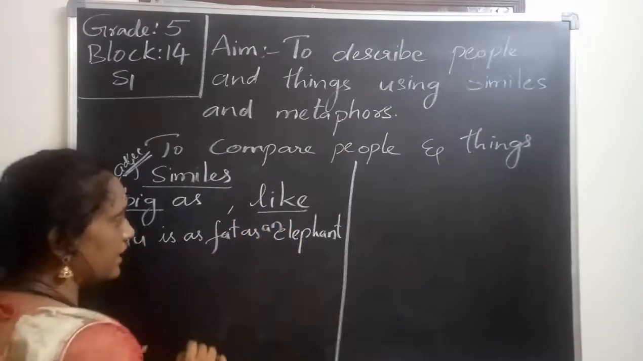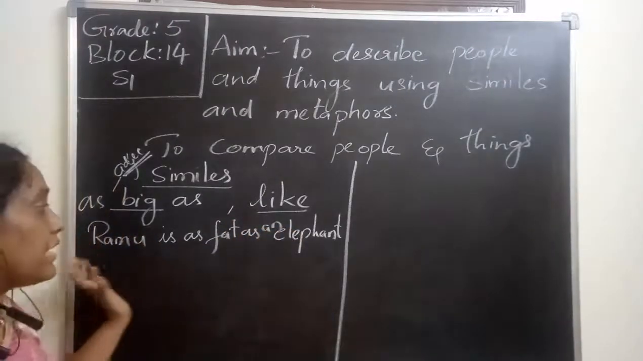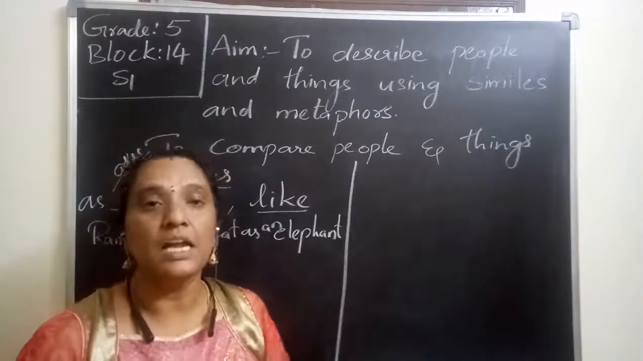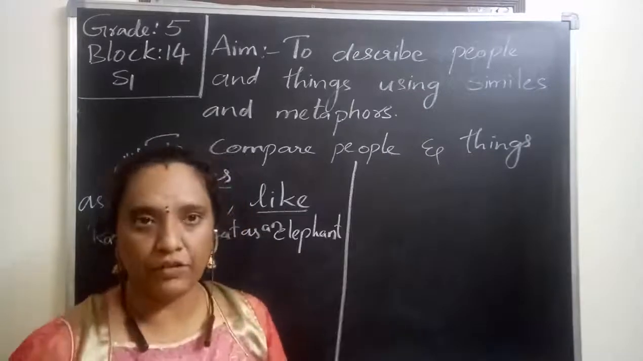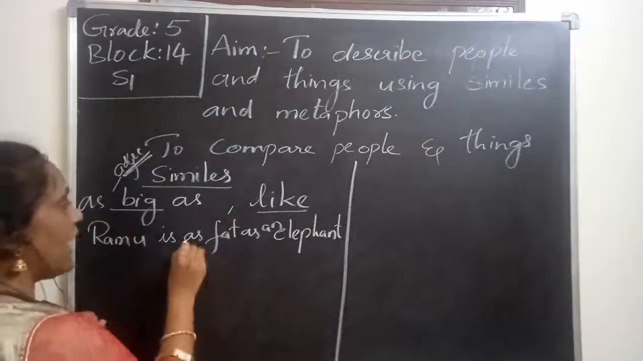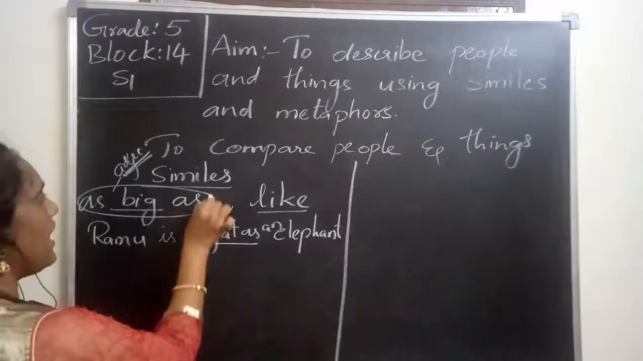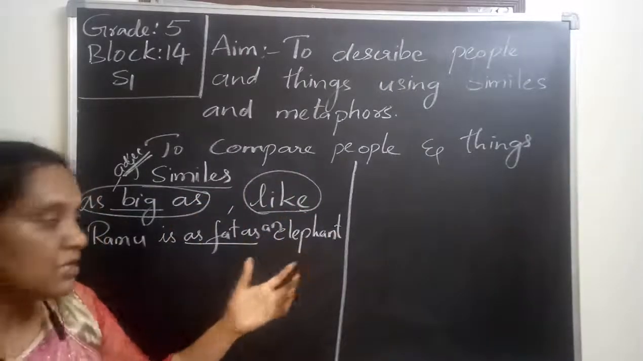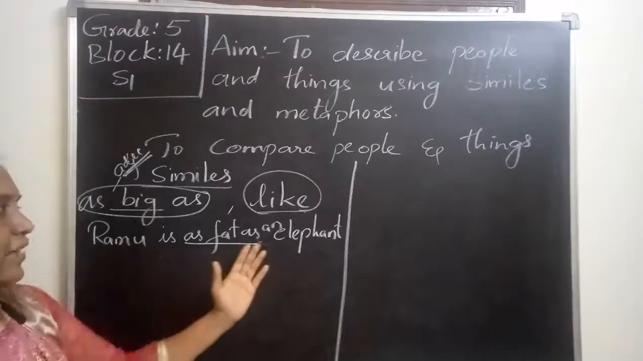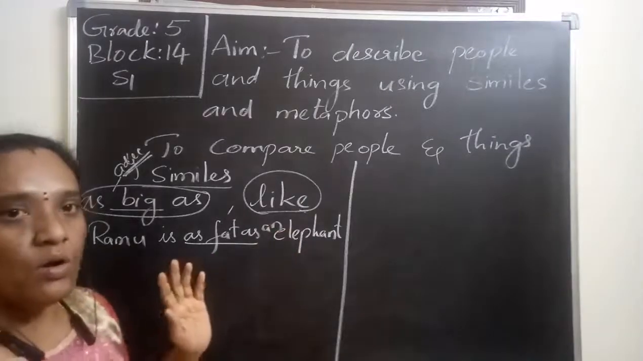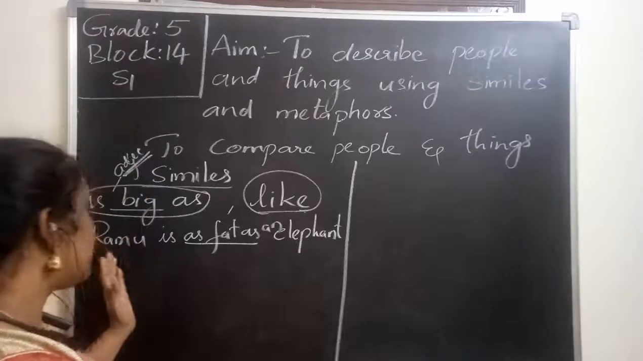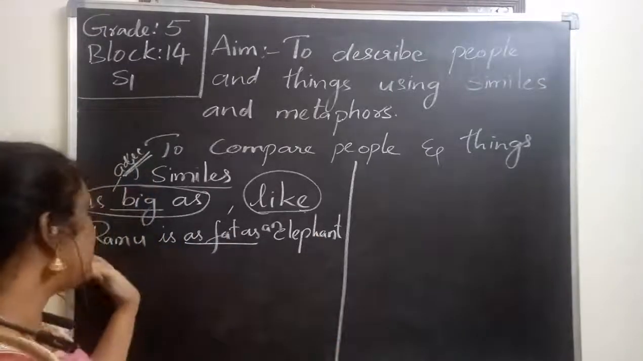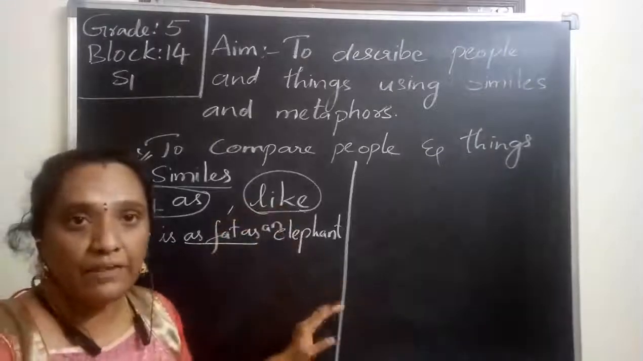So in this sentence, if we observe, the comparison is there. When the comparison is there, then only we can say whether it is a simile or a metaphor. So as we discussed, "as fat as" and "like" are the words which we use in similes. So I can say Ramu is as fat as an elephant. So who are compared here? We can say Ramu and elephant are compared here. With whom is he compared? Ramu is compared with an elephant.